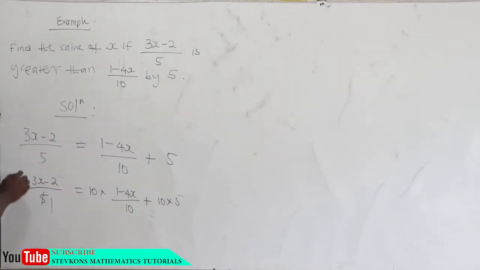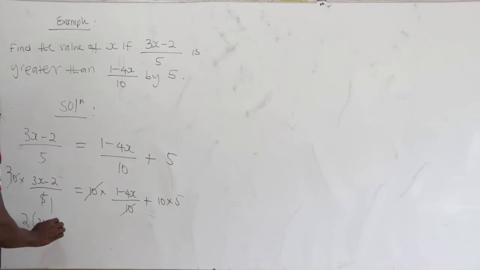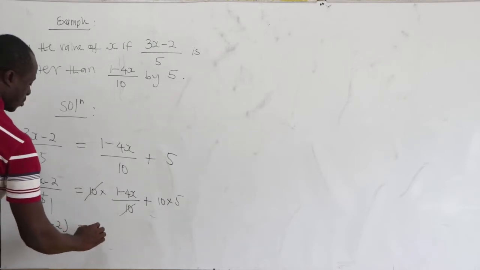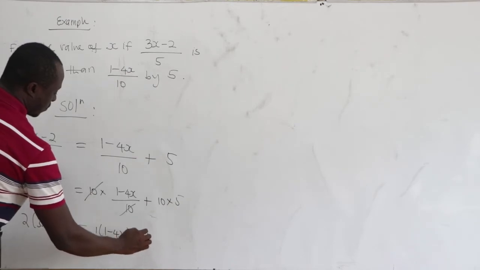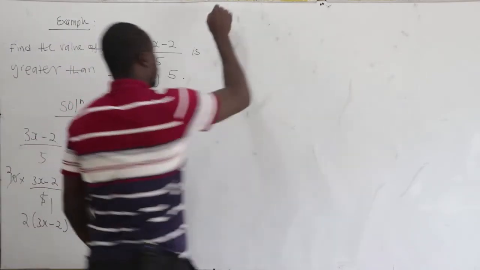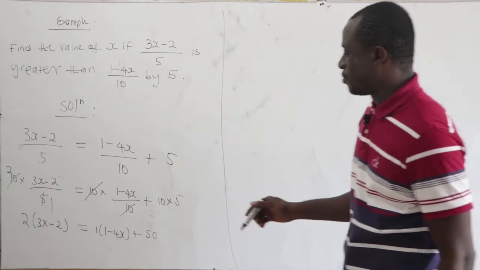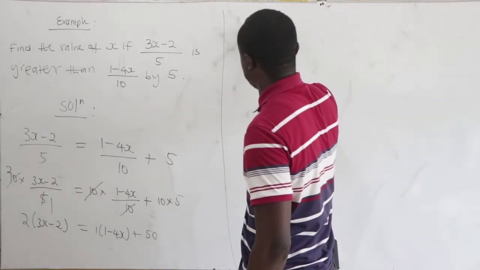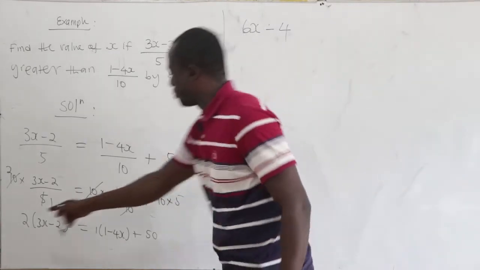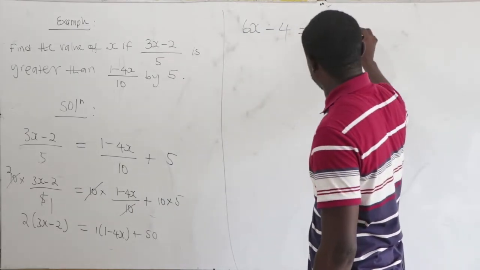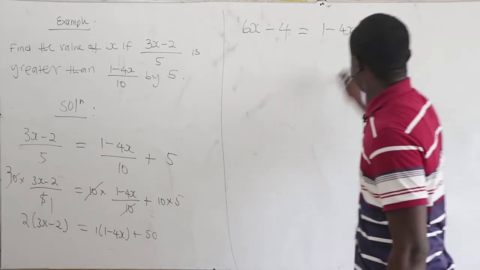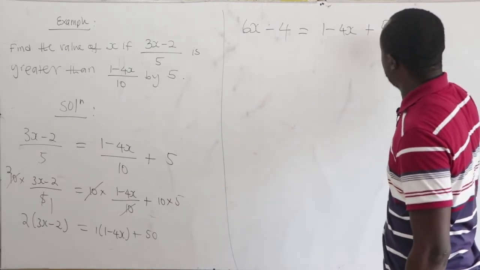Now 5 will go here 1, 5 will go here, that is 2 times. 10 will cancel 10. So what do you have? 2 times (3x minus 2) equal to 1 minus 4x plus 10 times 5, that is 50. From here, what do we do? We have to expand. 2 times 3x, that is 6x, minus 4, 2 times 2, that's 4, equal to 1 minus 4x, because 1 times anything is the same thing, then plus 50.